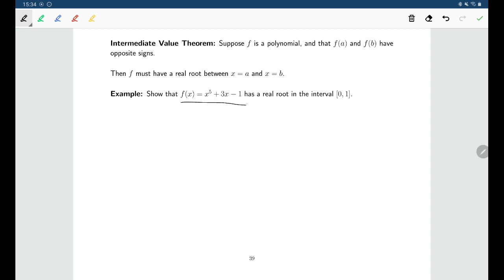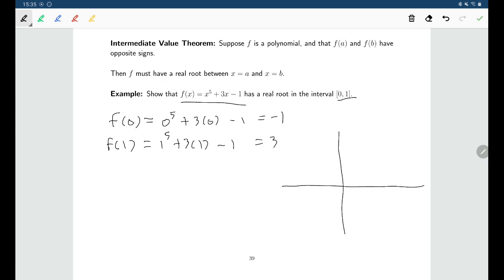So for something like this, f of x is this polynomial. If I want to show that it has a real root somewhere between 0 and 1, it's easy enough for me to show that if you look at f of 0, what is the y value when x is 0? That would be -1. How about when x is 1? Well, the y value would be 3. So you know, for example, that you've got the point 0, -1. You've got the point 1, 3.